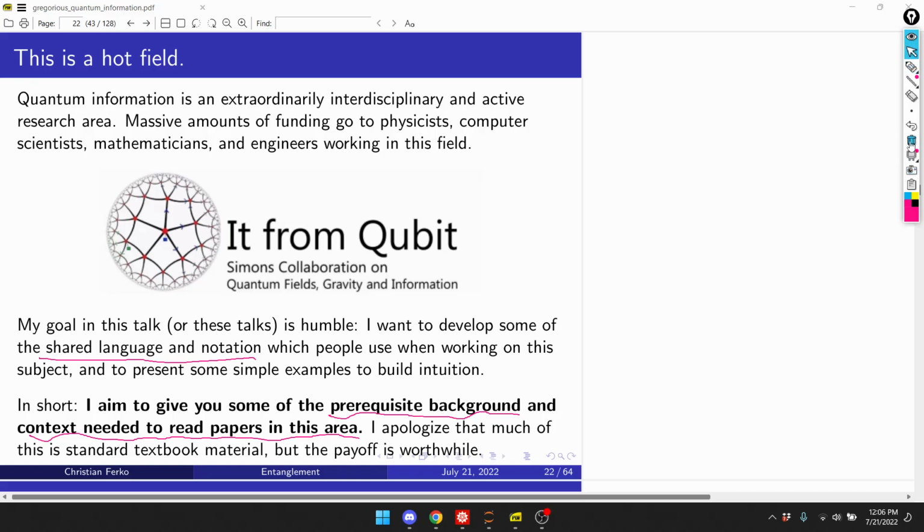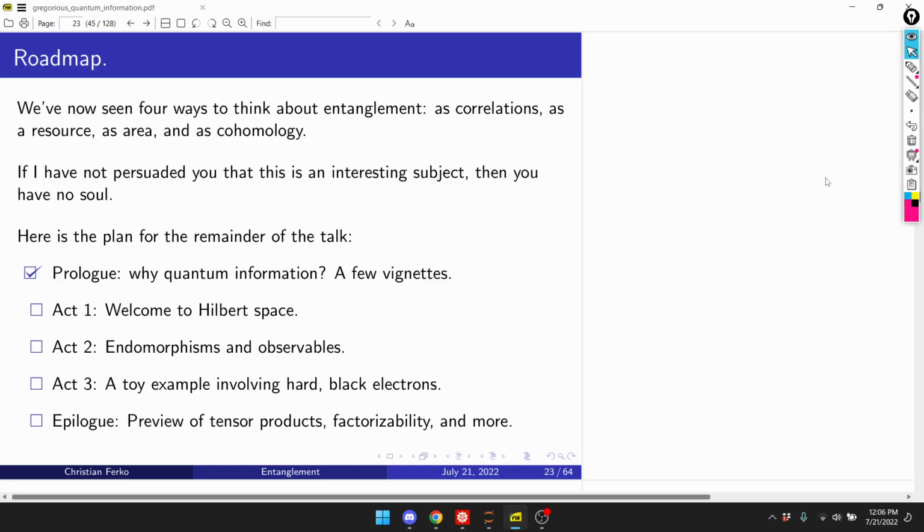Okay, so already half an hour or a little more in, but that was just the prologue. To summarize, we've seen four ways to think of entanglement: as strange correlations that violate Bell inequalities, as a resource for doing interesting things, as an area in a bulk spacetime, and as cohomology. So I will now stop attempting to motivate the subject, because if I have not yet persuaded you that this is interesting, then you have no soul.